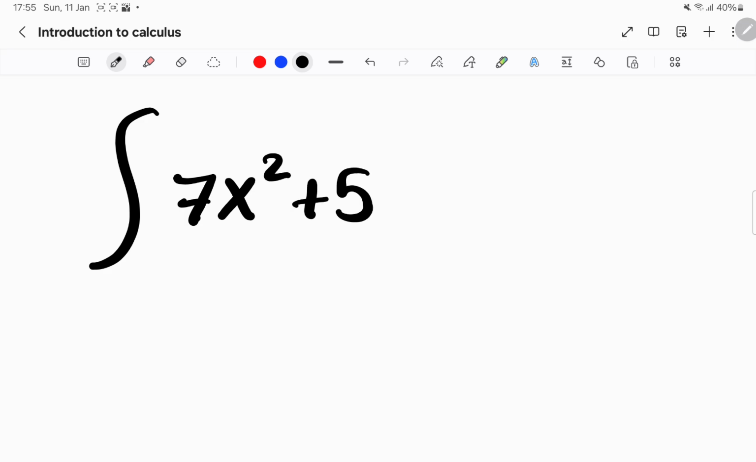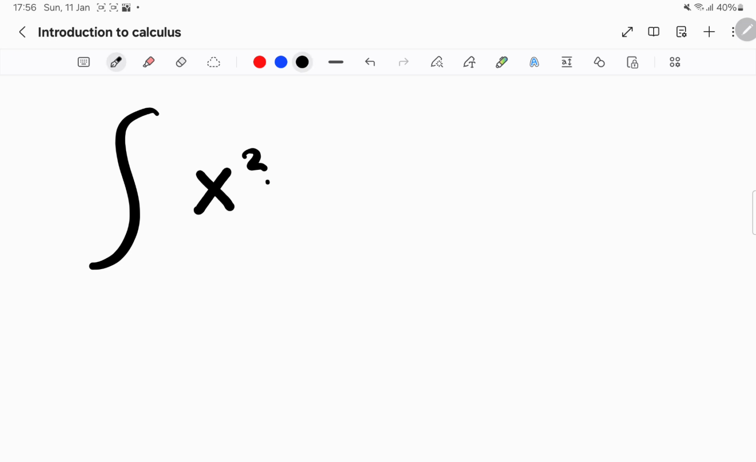So let's go over a few quick little examples. Too small, okay, my bad. Here. 7x squared plus 5x. Actually, no, let's not start with that. Let's just start with x squared plus 4x plus 1 dx.